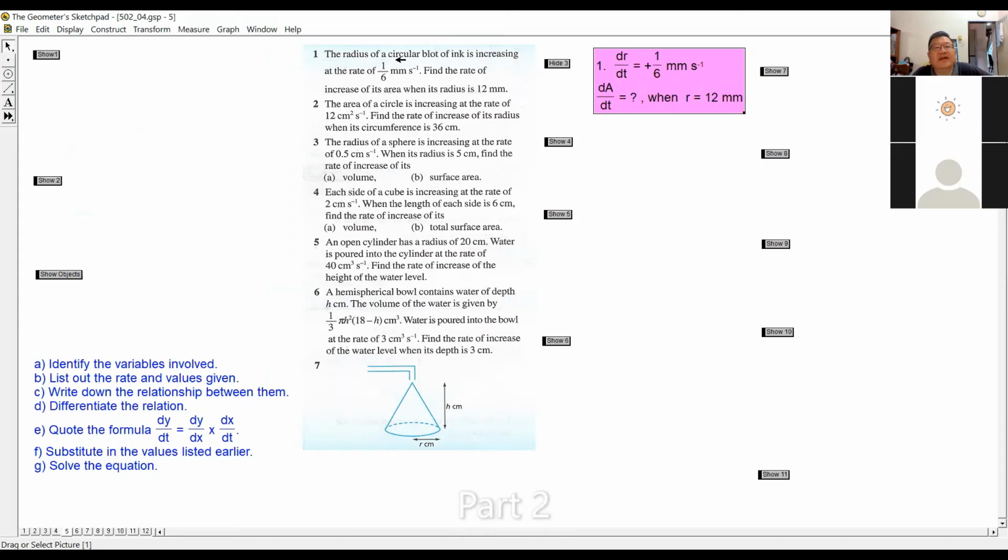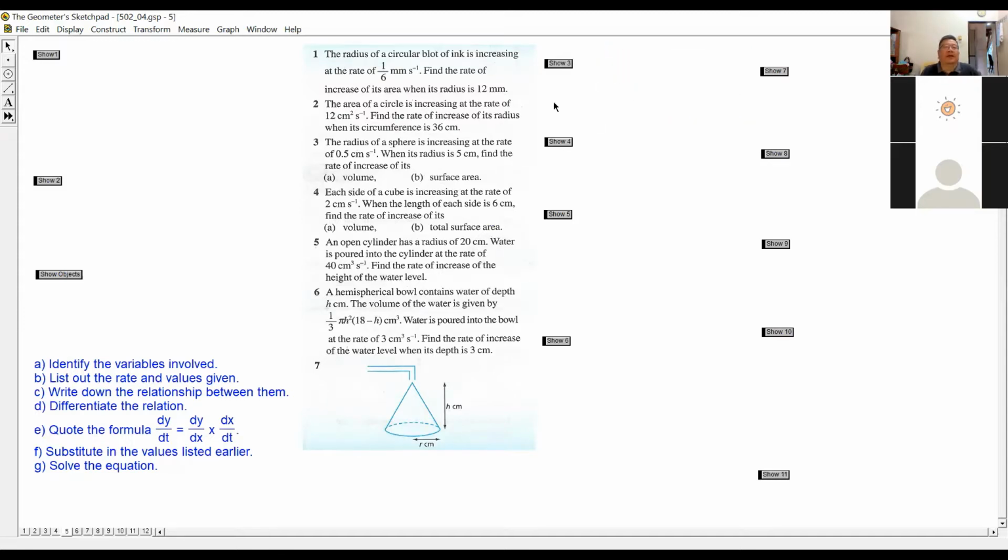A circular blot of ink is increasing in radius at a rate of 1/6 millimeter per second. Find the rate of increase of its area when its radius is 12 millimeters.